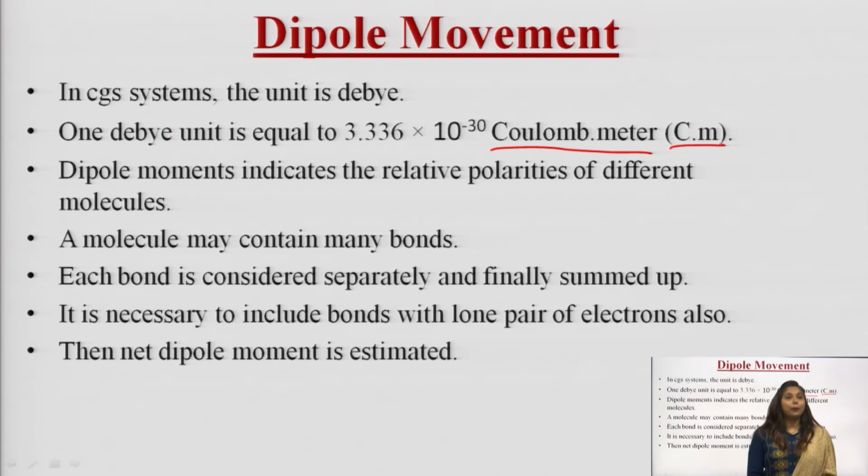Okay, dipole moment indicates the relative polarities of different molecules. तो dipole moment क्या indicate करता है, different molecules की relative polarities को, कौन सा molecule किस हिसाब की relative polarities show करेगा, it will be identified by the dipole moments. A molecule may contain many bonds. Okay, each bond is considered separately and finally summed up.